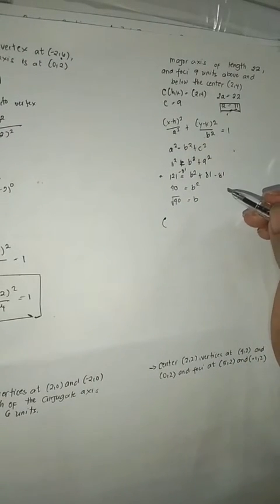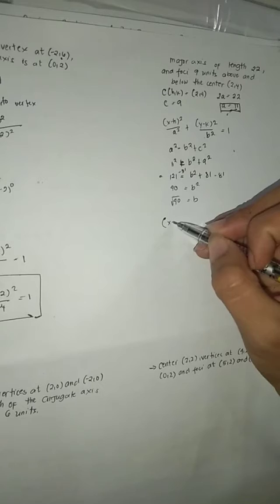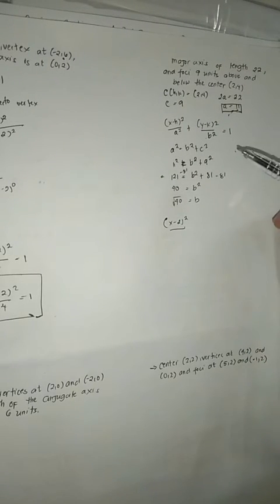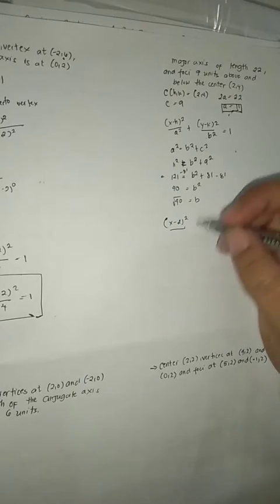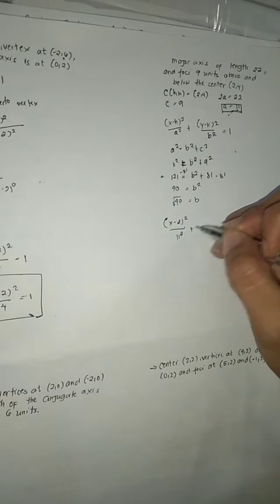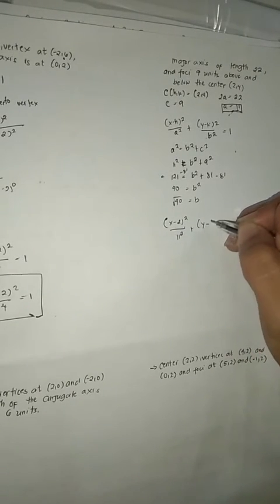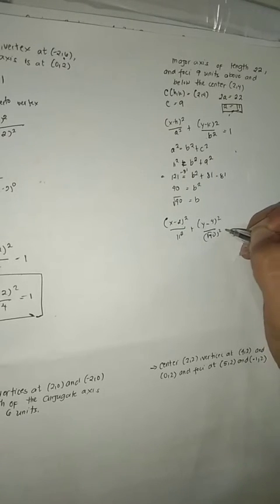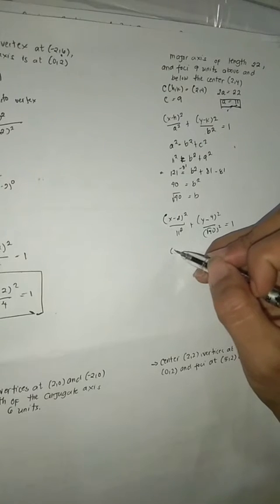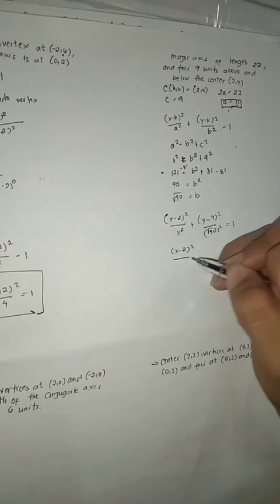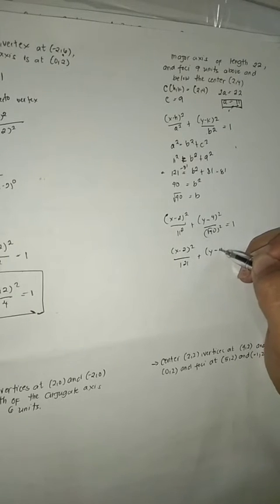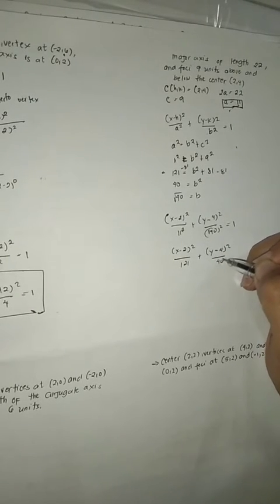So we'll have to substitute: x minus h squared over a squared, where is the a? 11 squared, plus y minus k squared over b squared is equal to 1. Final answer is x minus 2 squared over 121 plus y minus 4 squared over 40 is equal to 1.